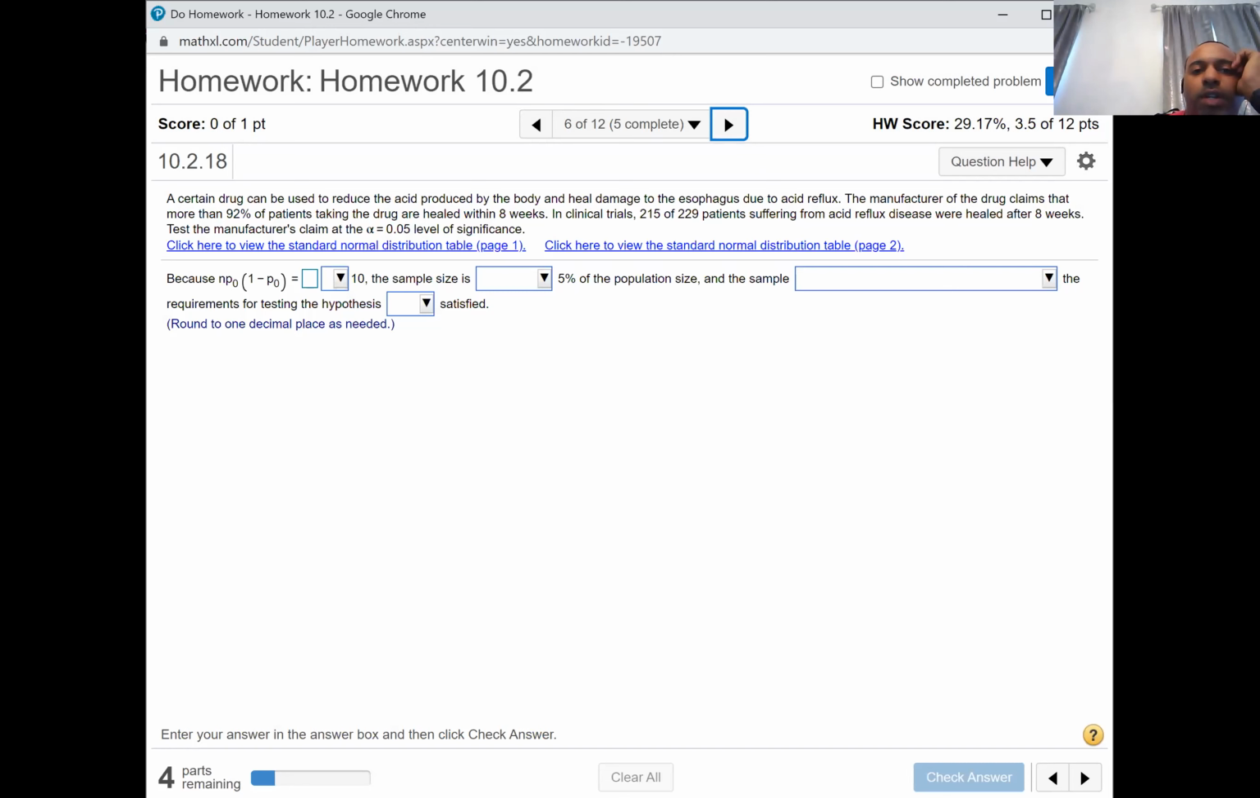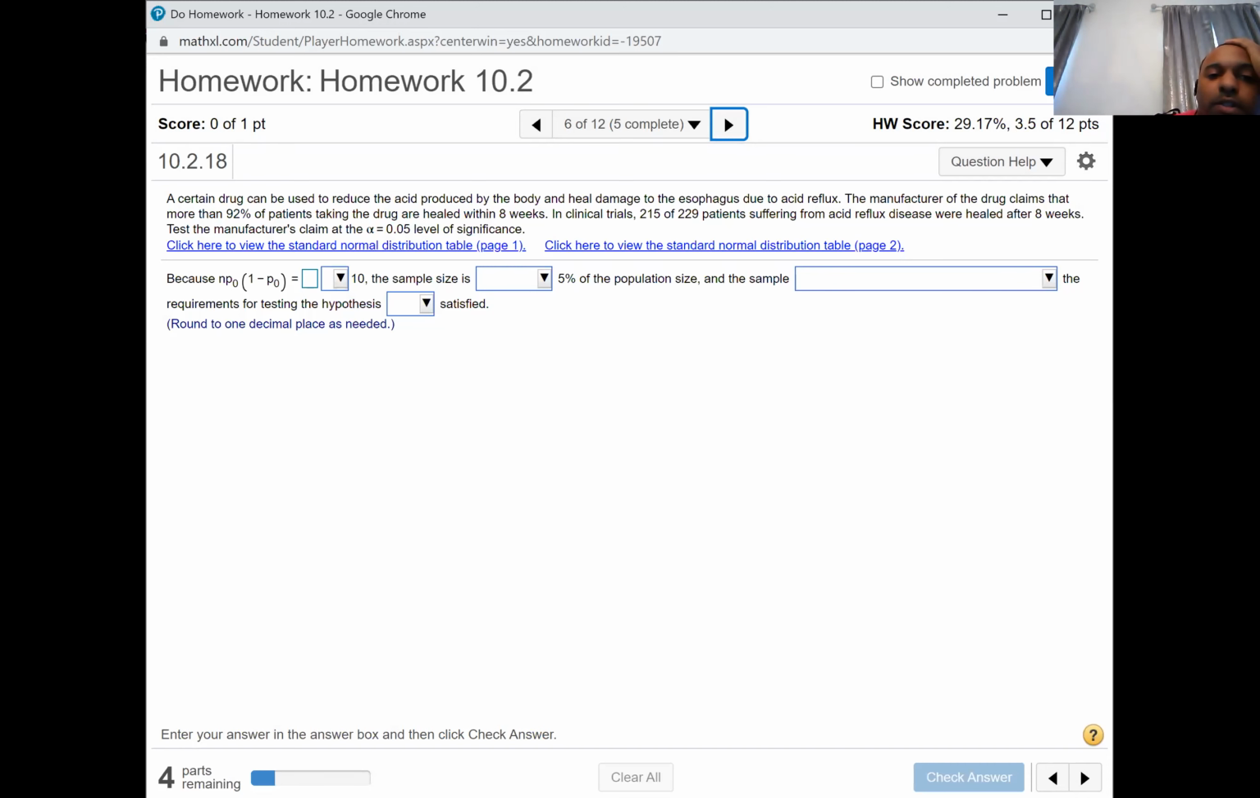So a certain drug can be used to reduce acid produced by the body and heal damage in the esophagus due to acid reflux. The manufacturer of the drug claims that 92% of patients taking the drug are healed within 8 weeks. In clinical trials, 215 of 229 patients suffering from acid reflux disease were healed after 8 weeks. Test the manufacturer's claim at alpha 0.05 level of significance.